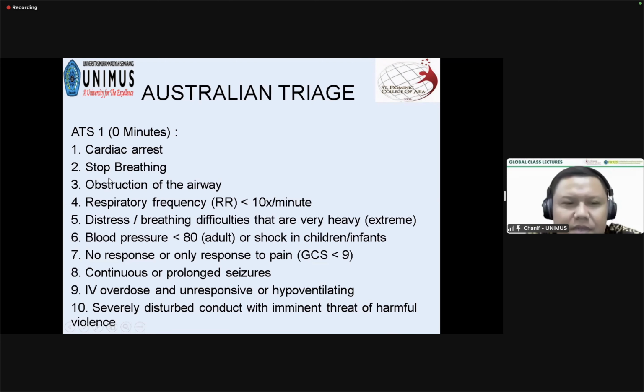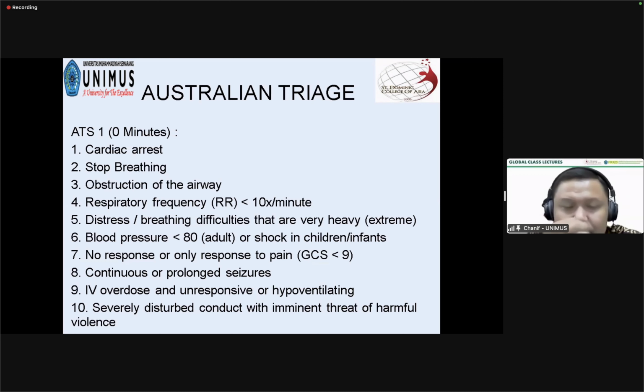For example, patient with cardiac arrest. Cardiac arrest cannot be delayed. Patient is apnea, stop breathing. Patient with obstruction in the airway, and respiratory rate less than 10 times per minute, and then distress or breathing difficulty, dyspnea, that is very heavy, very extreme.